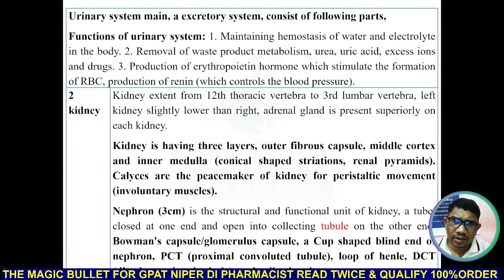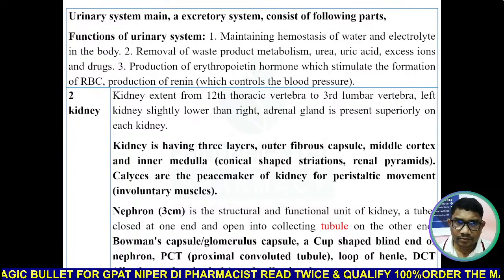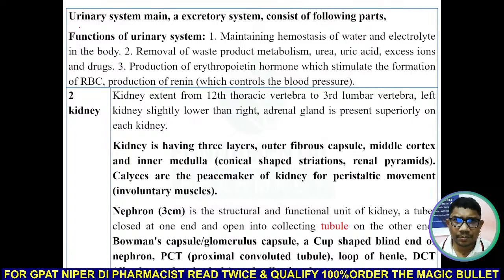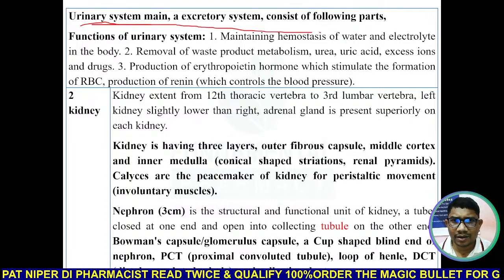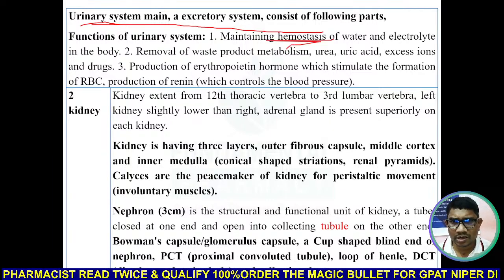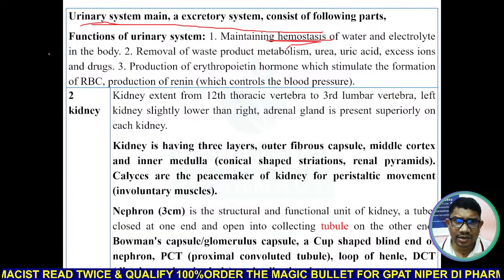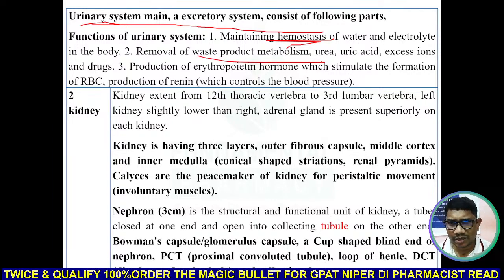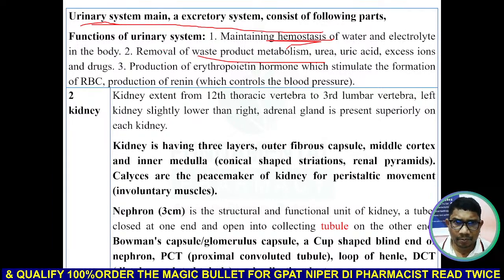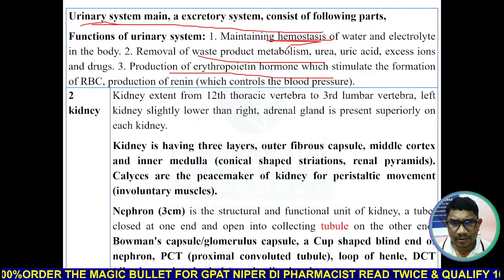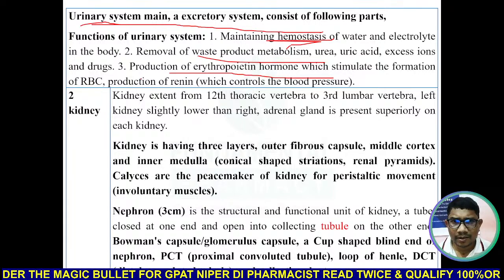Now we'll see again the urinary system. It is the main excretory system of the body and has the following functions. What is the function? Maintenance of homeostasis, water balance, electrolyte balance, removal of waste products of metabolism like uric acid, excess ions, drugs, production of some hormones, erythropoietin, etc. Stimulate the formation of red blood cells. This we have seen.